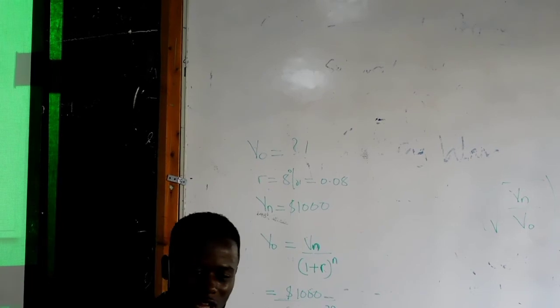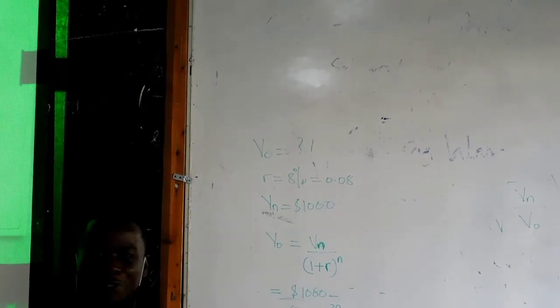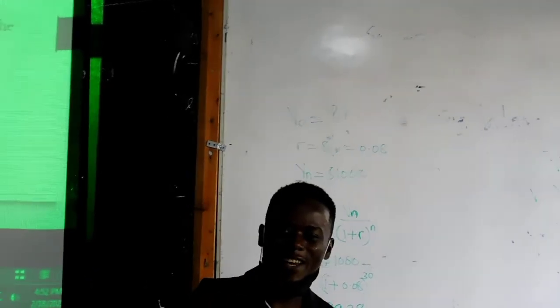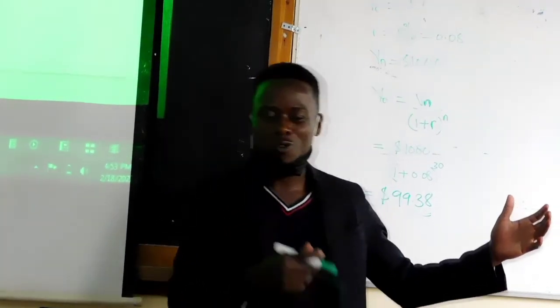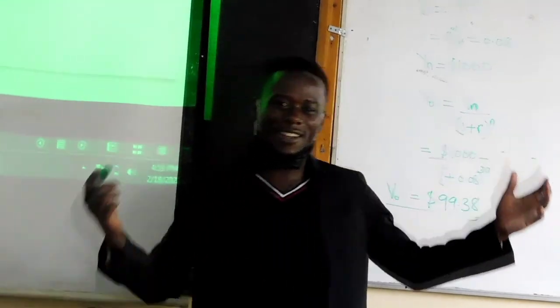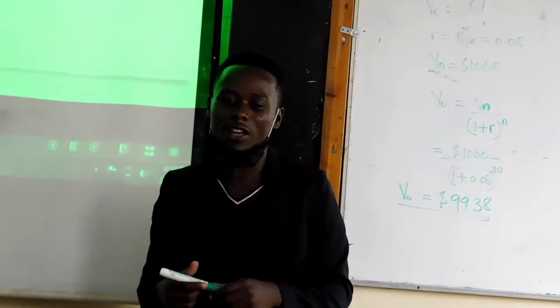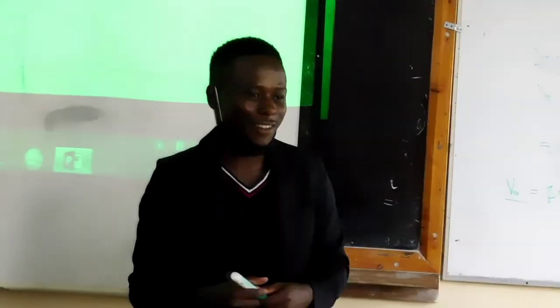The process of converting present values to future values is what we call compounding, and the process of converting future values to present values is what we call discounting. So those are the basic tools that we use in financial analysis.